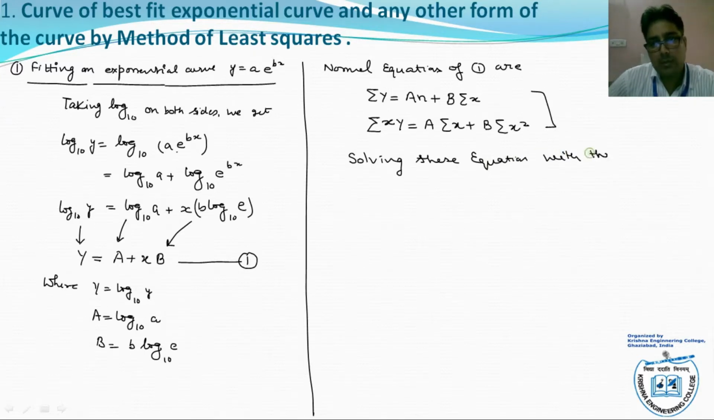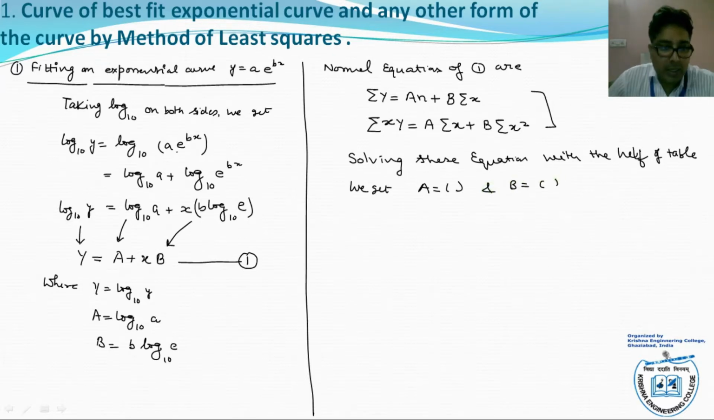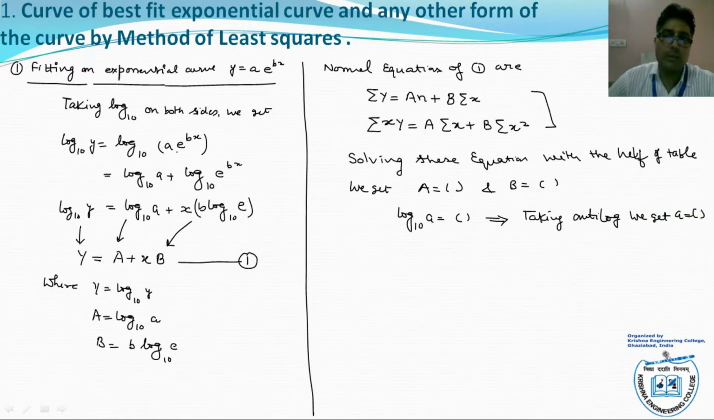with the help of a table, we get capital A and capital B. The value of capital A is log A is equal to something. Taking the anti-log, we get A is equal to something.